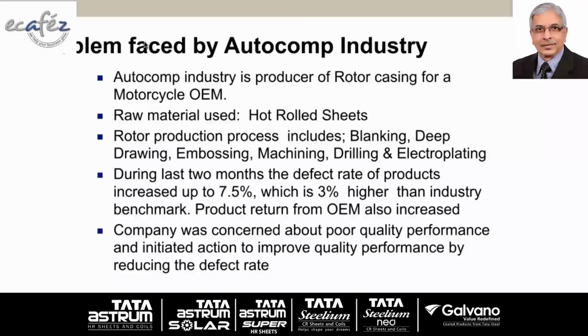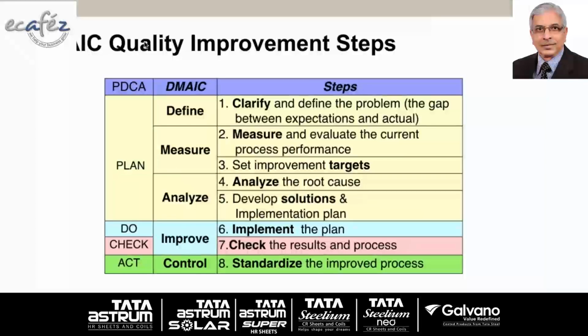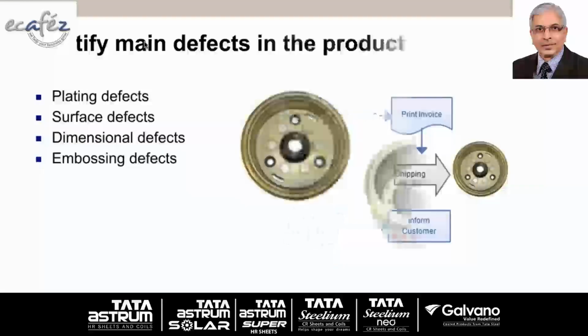So the company was concerned about poor quality performance. Now, how were the 7 QC tools used? Again, the 5-phase problem solving technique: define, measure, analyze, improve, and control. 8 steps were used. The first is the process flow diagram. This can be used for procurement. Here, a typical example is given of how procurement of raw material is important. It was applied in their purchasing section also, to make sure that good material is procured.